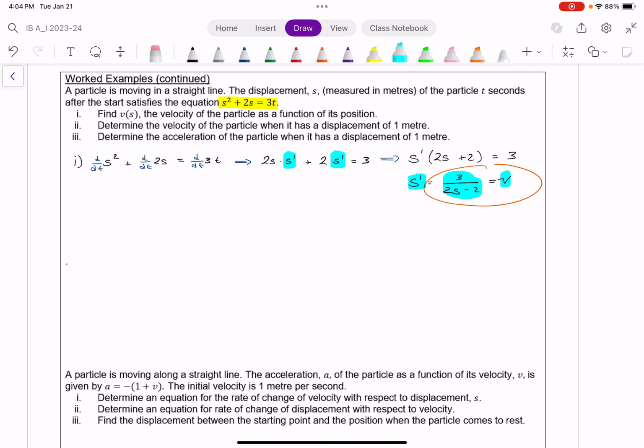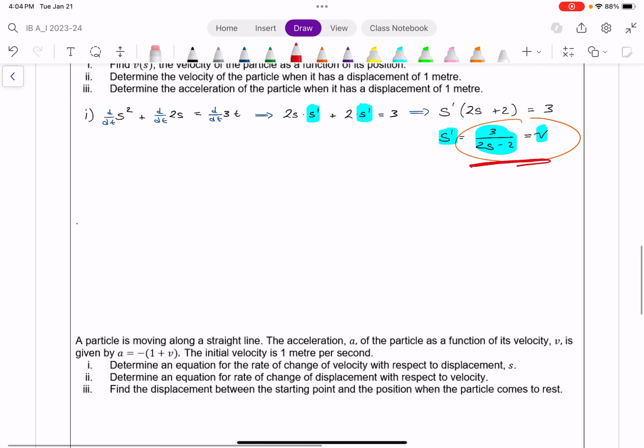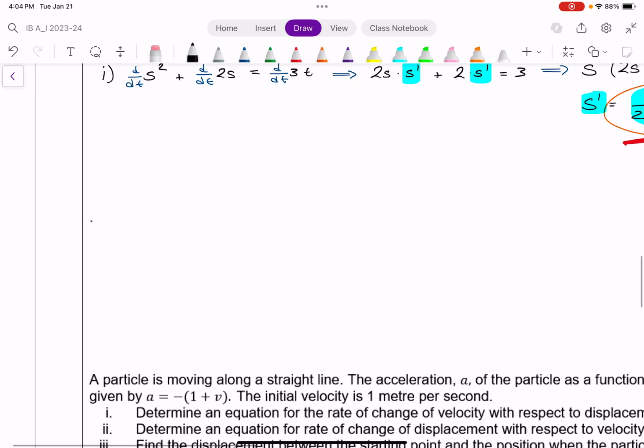So what's the velocity when the displacement is 1 meter? This should be really quick now, because this here tells me the velocity if I know any particular position. So I can now take that equation there and replace s with 1, and that'll be it. And so for part 2, I can say velocity equals my previous function, 3 over, I'll just write it out again because it's off my screen. But this time I want to replace s with 1. So I just get 2 plus 2 in the denominator. So I get 3/4 meters per second.